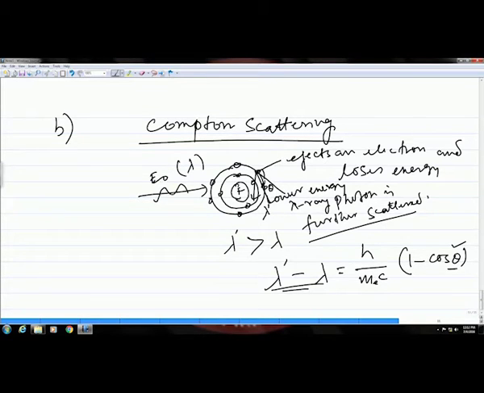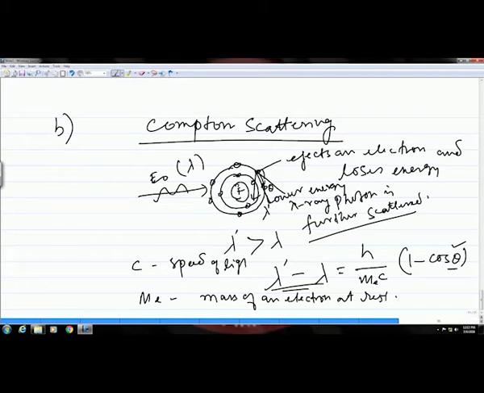So, lambda in this case is the wavelength of the incident X-ray photons, lambda prime is the scattered wavelength, h is Planck's constant, me is known as mass of an electron at rest, c is again the usual parameter which is the speed of light, and theta is the scattering angle.